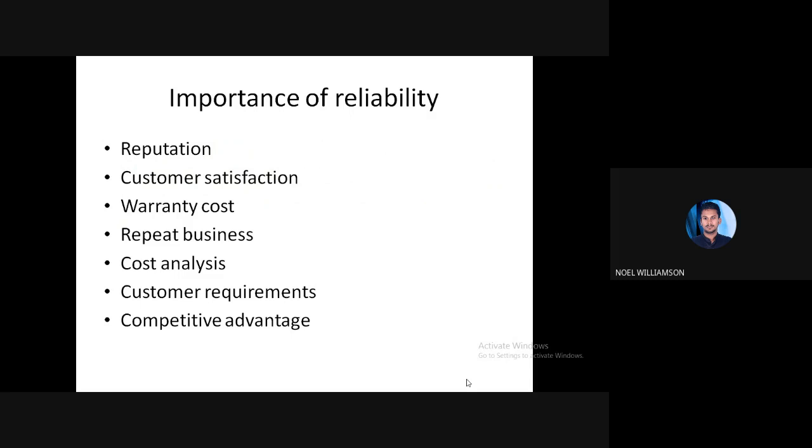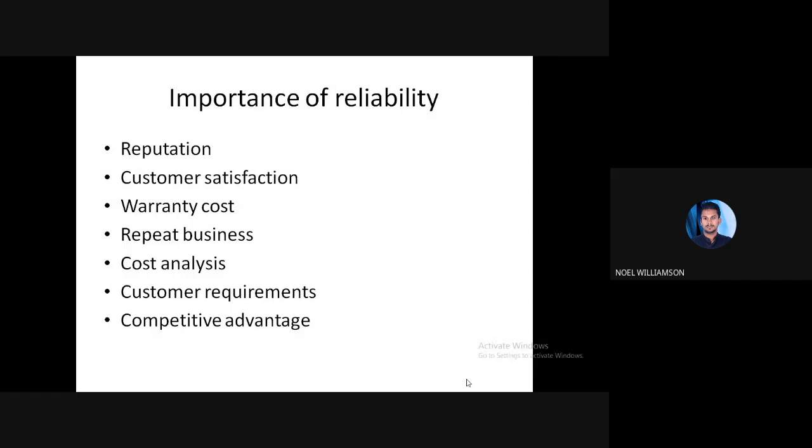Now we will see the importance of reliability. First of all, reputation. We have seen what reliability is. Reliability is the probability that it will maintain the intended function over the given time for the given conditions. So the first importance is the reputation.